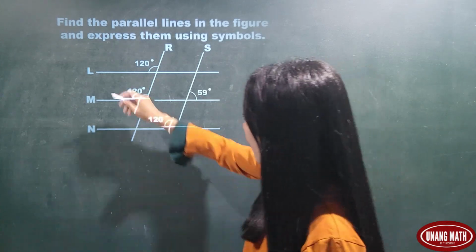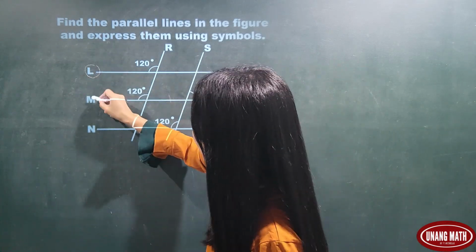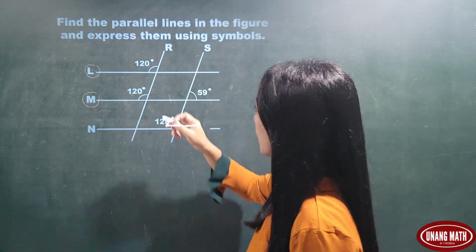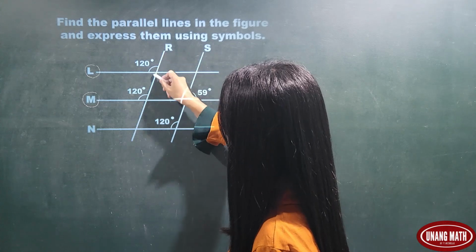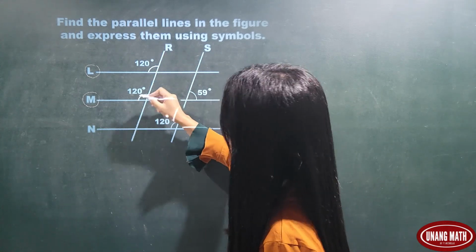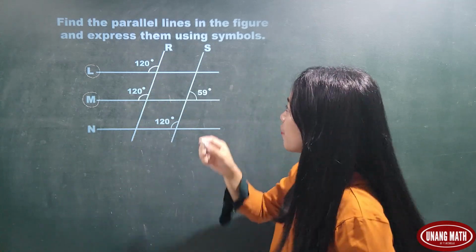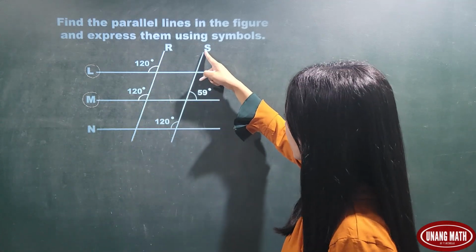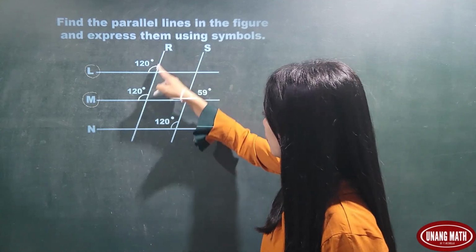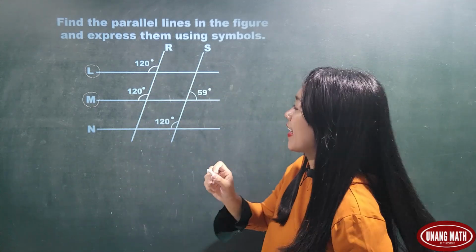First, let's find out if line L and line M are parallel lines. We will use the transversal line R, because there are two given angles. If we use transversal line S, then we only have one given. So we will use this transversal line R.